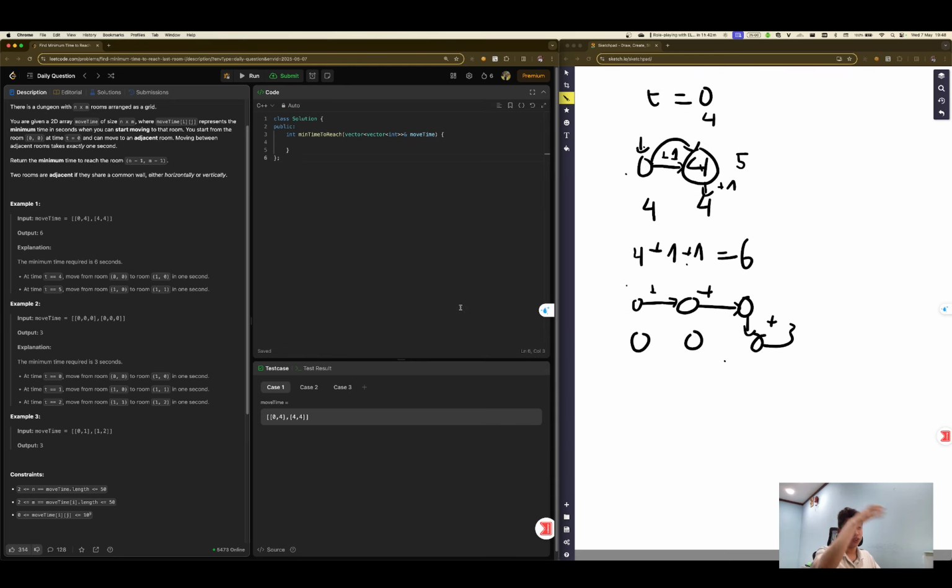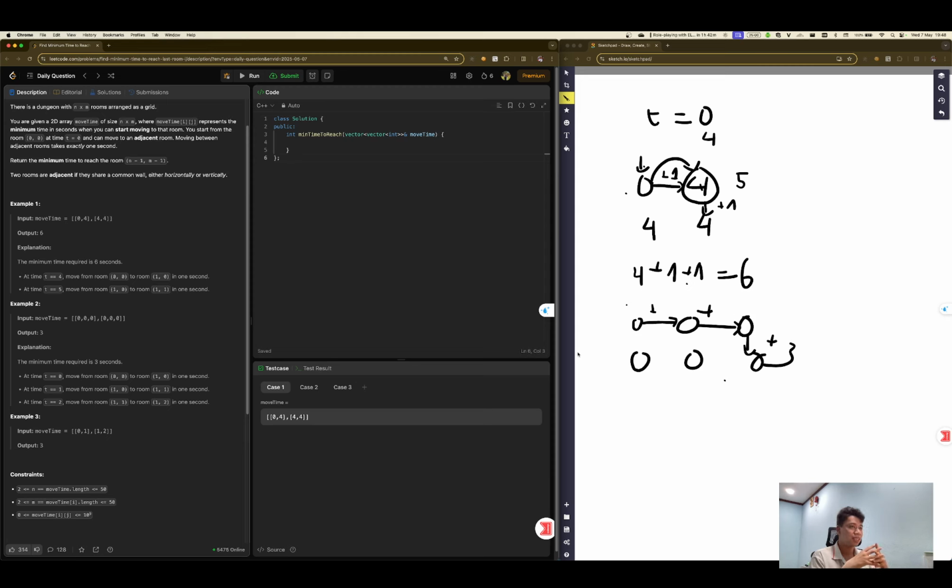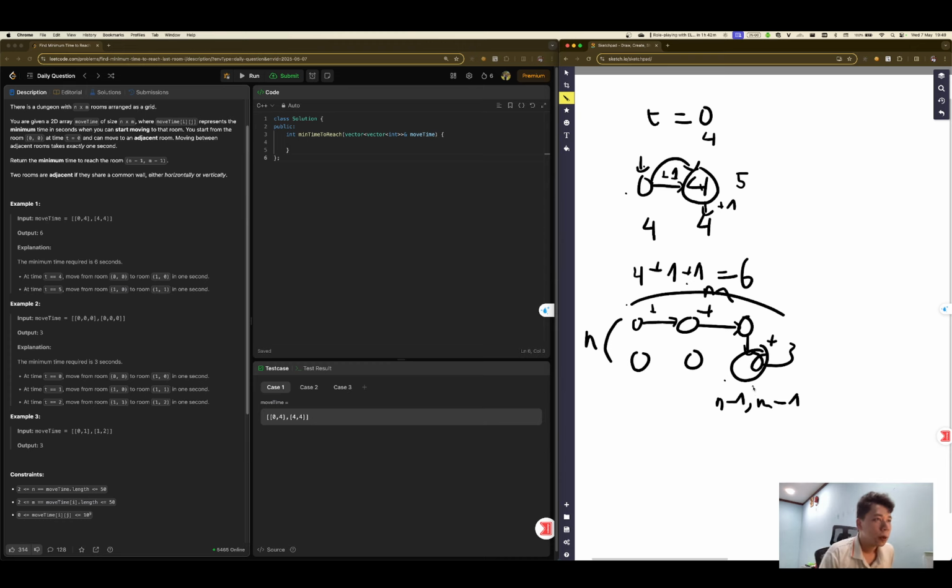Now we dive into the problem. How to find the minimum time to reach from the beginning room, that is room (0,0) at time t equals 0, moving through adjacent rooms to reach the target, the last room, which is (n minus 1, m minus 1), where n is the number of rows and m is the number of columns.